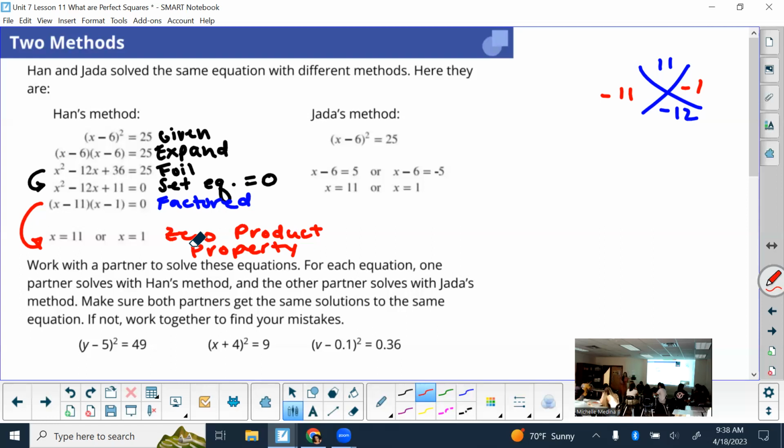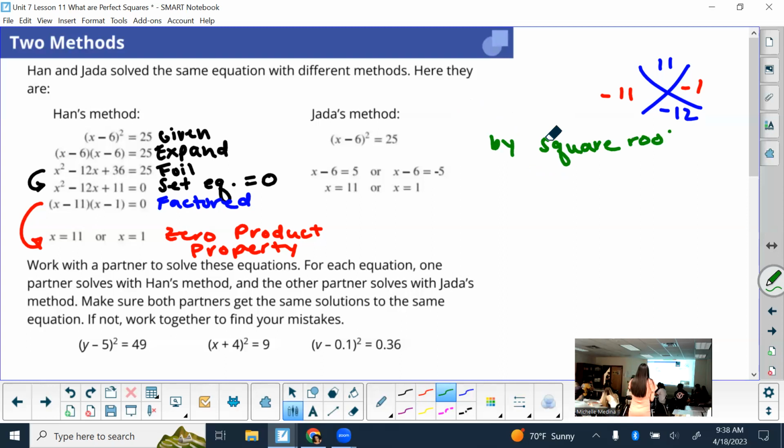So yeah, questions on Hans's method? All right, now look at Jada's method. Does Jada have as many steps? No. So that's why sometimes you might consider solving it, and I don't know what the proper name is for it, but we could say by square roots.